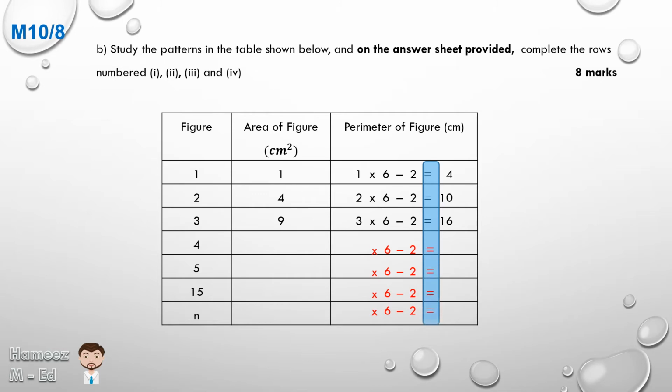So let's see. We have 1, 2, and 3 as the first number in the pattern. That's the only thing that's been changing. And where is the 1, 2, and 3 coming from? It's coming from which figure it is. 1, 2, and 3 in the first column.